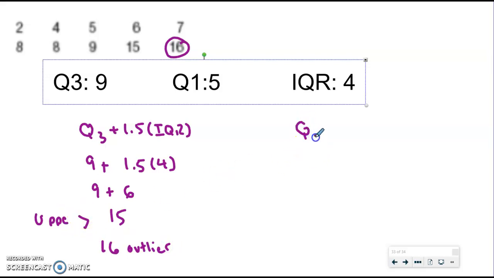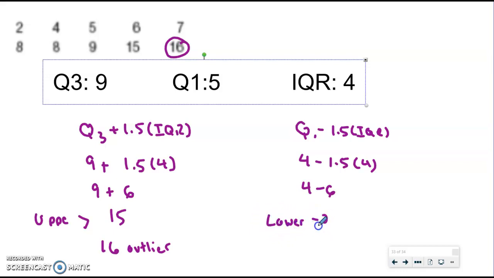Let's look at the low end. I'm going to take Q1 minus 1.5 times the IQR. So I'm going to take 4, and subtract 1.5 times 4. So I got 4 minus 6, which is negative 2. That's a difference, right? So anything lower than negative 2 is an outlier. Well, we have none in that case. So 16 would be my outlier. Okay? So let's put this all together and try to find all of these.